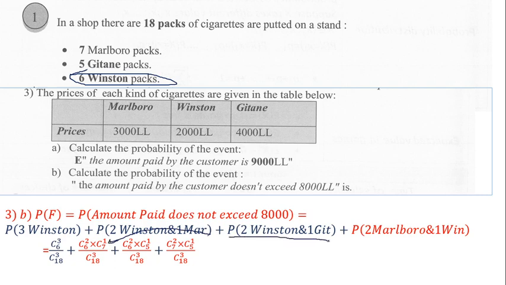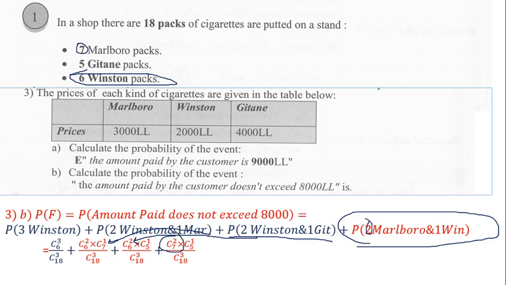The third one, 2 Winston and 1 G10. The desired is 2. And G10, we have 5. The desired is 1. Finally, Marlboro: 2 Marlboro and 1 Winston. For Marlboro I have 7, I need 2. So that's why we wrote 2 out of 7. In this case, we have chosen 2 out of 7, and the calculation can be done on your calculator.